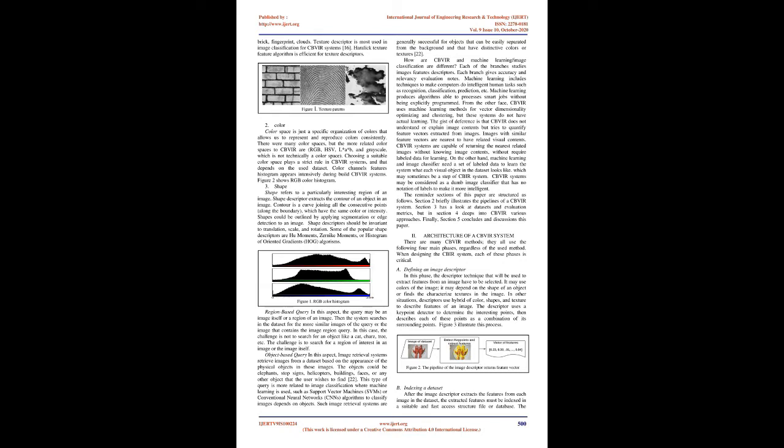Region-based query. In this aspect, the query may be an image itself or a region of an image. Then the system searches in the dataset for the more similar images of the query or the image that contains the image region query. In this case, the challenge is not to search for an object like a cat, chair, tree, etc. The challenge is to search for a region of interest in an image or the image itself.